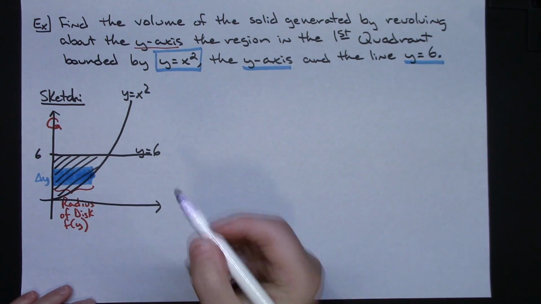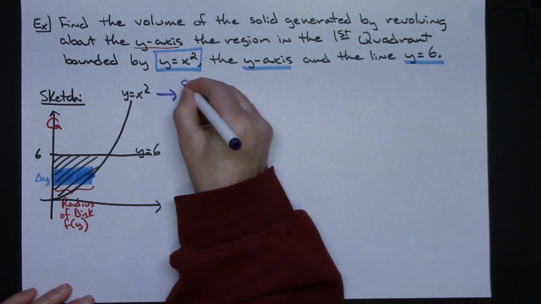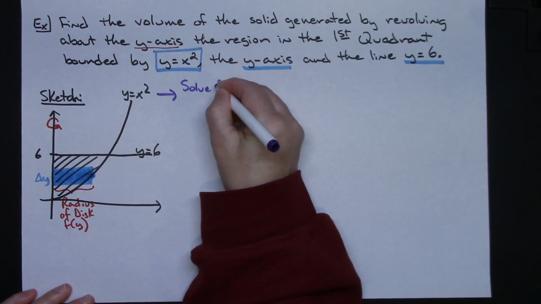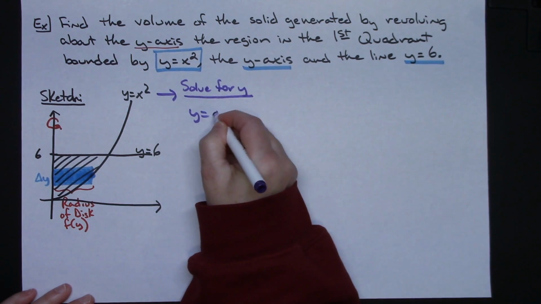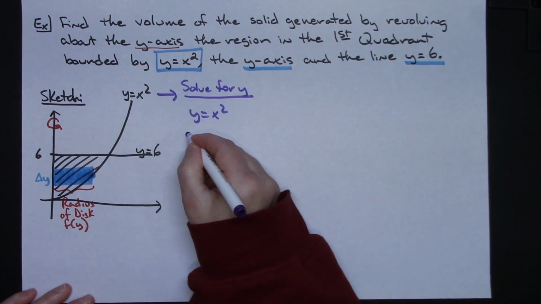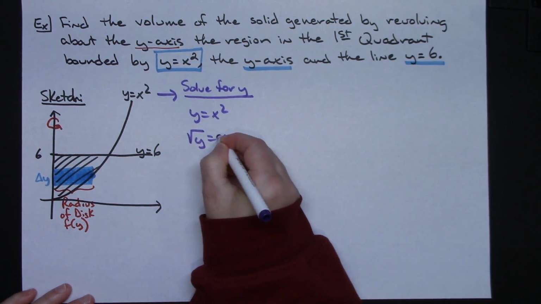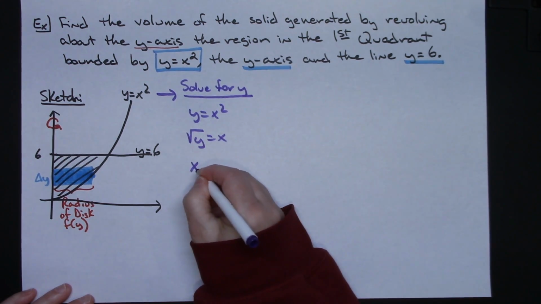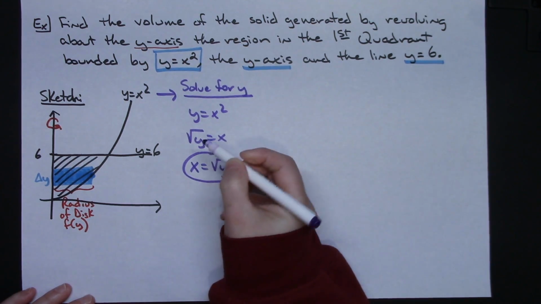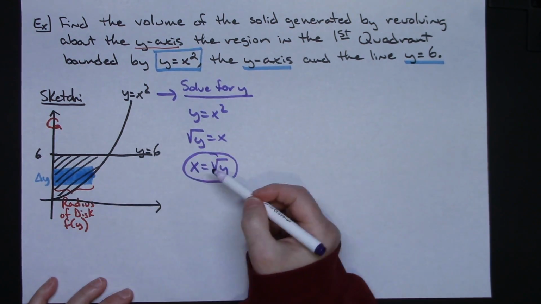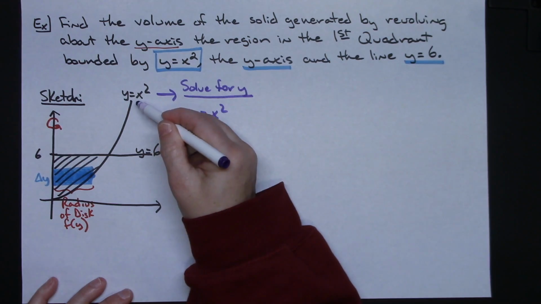So let's go ahead and do that. Let's solve for y. I'm going to start out with y equals x squared. I'm going to take the square root of both sides. Square root of y equals x. So in other words, x equals square root of y. So this is that curve in terms of y now, which is what I need.